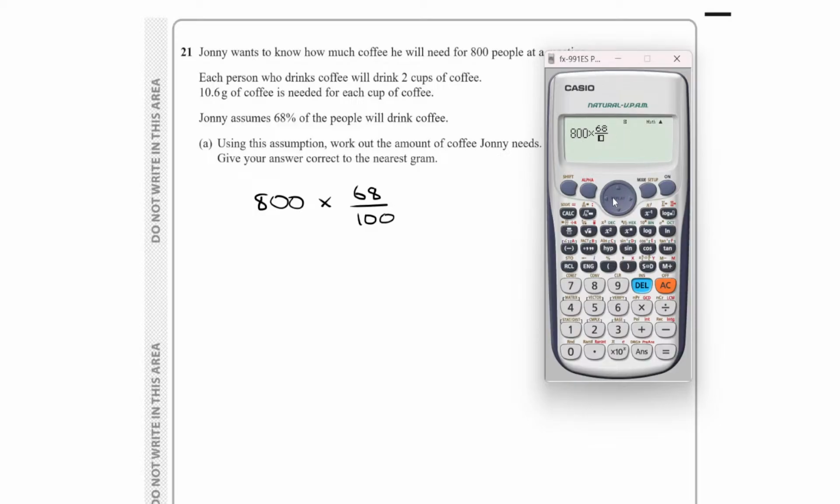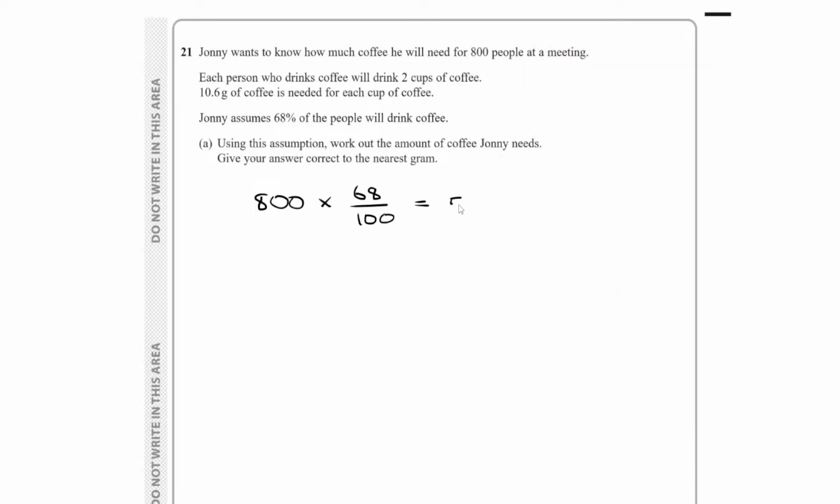You can also use your percentage button if you want. If I put 68, you see mine is here. I don't know if you can see my mouse. I press shift and then a percentage sign comes up. Yours might have that as well. It might be somewhere else on your calculator, but it gives me the exact same answer. So however you want to work it out, as long as you get 544 people, then that's fine. So what we're saying is actually only 544 people will be drinking the coffee, not the whole 800.